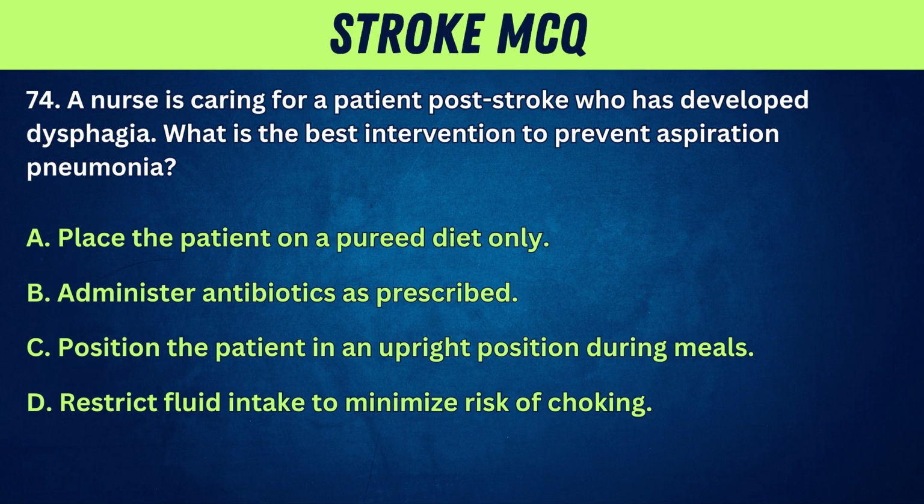74. A nurse is caring for a patient post-stroke who has developed dysphagia. What is the best intervention to prevent aspiration pneumonia? A. Place the patient on a pureed diet only. B. Administer antibiotics as prescribed. C. Position the patient in an upright position during meals. D. Restrict fluid intake to minimize risk of choking.